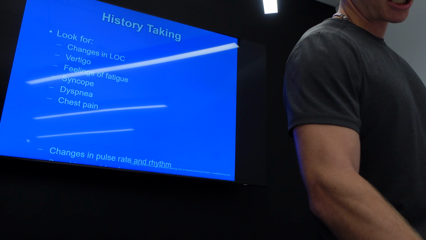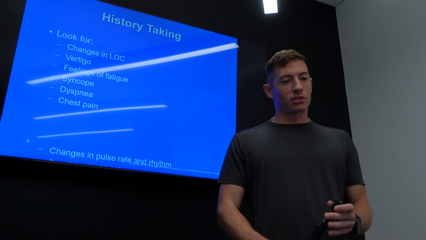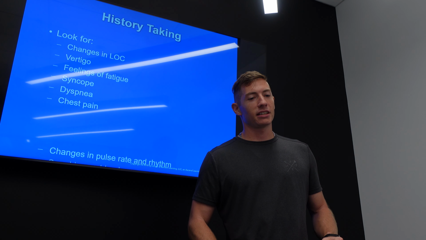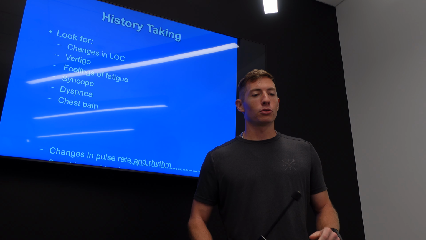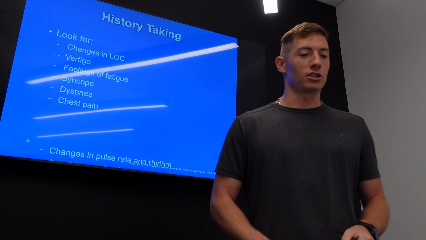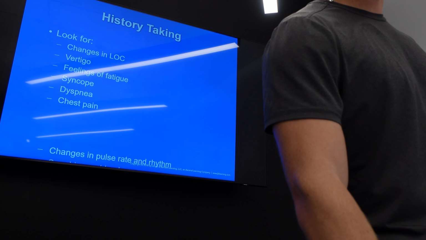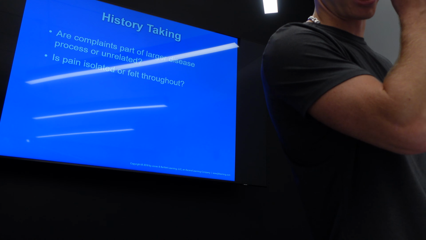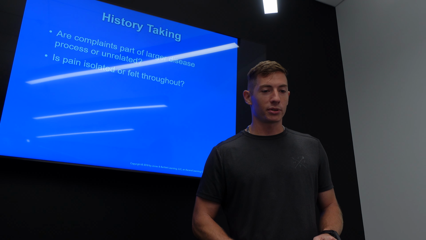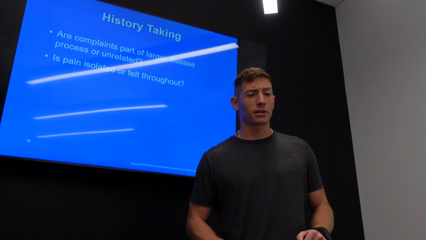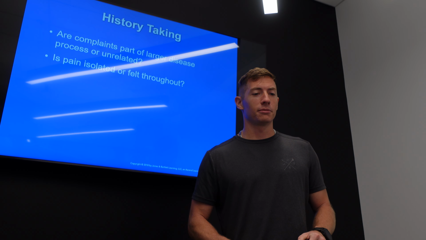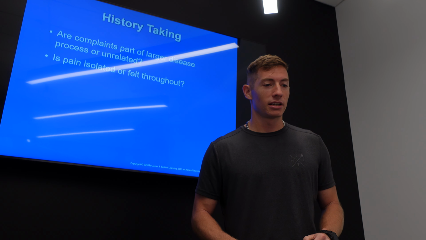So we want to look for changes in level of consciousness, vertigo, feelings of fatigue, syncopal episodes, dyspnea, chest pain, changes in the pulse rate or rhythm, coughing up of blood, muscle pain, stiffness, and visual disturbances. All these are going to help determine blood loss and shock. Determine whether complaints are related as part of a larger disease or process, or whether the patient simply has multiple unrelated complaints.